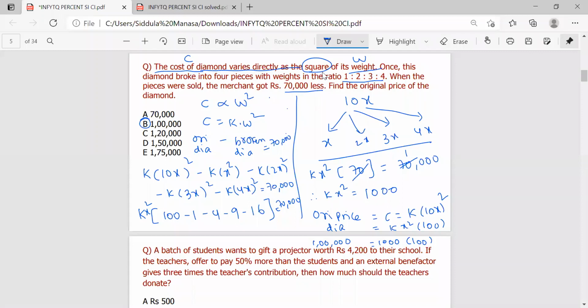So students, is it clear, everyone? So what about this question, students? Is it clear? Respond in the chat box.